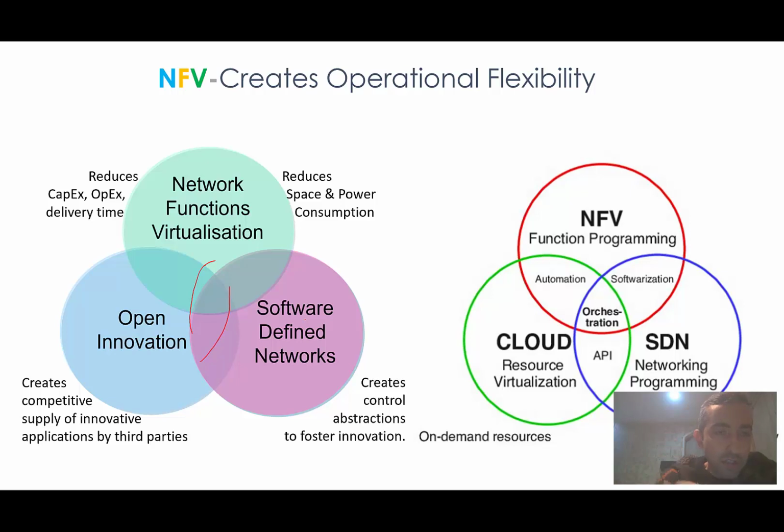But let's see what the benefits are. Reduced capex, opex, and delivery time. I think it's correct for all of them. Reduced space and power consumption is also correct for all of them. Creates a competitive supply of innovative applications by third parties, and creates control abstractions to foster innovation. And here you can see this is also good. This is a good definition: NFV function programming.